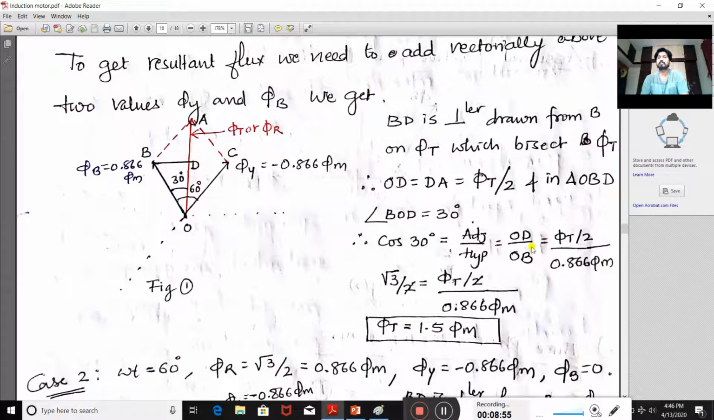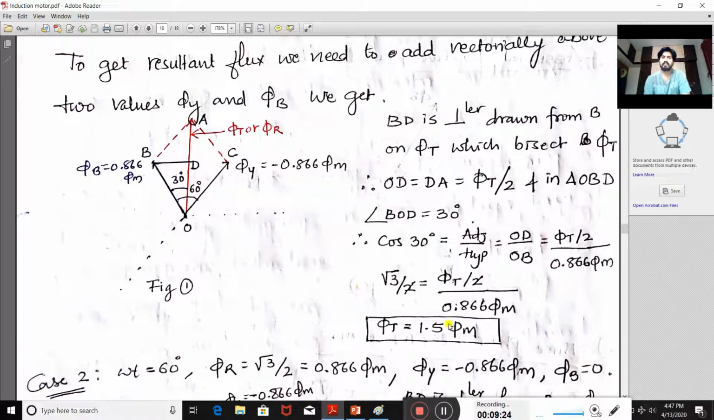After simplification, what I am going to get is phi t equal to 1.5 times phi m. That means the total flux or resultant flux is equal to 1.5 times the maximum flux available. This is the magnitude of that magnetic field, and the direction of this total flux is in the upward direction.